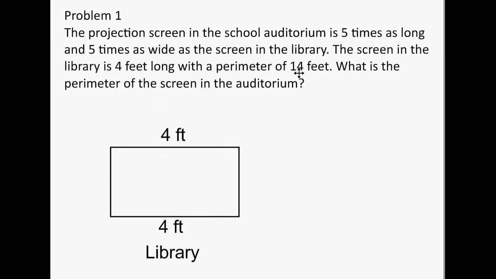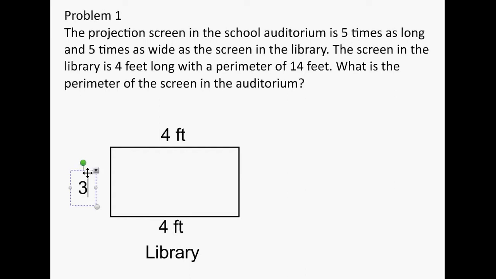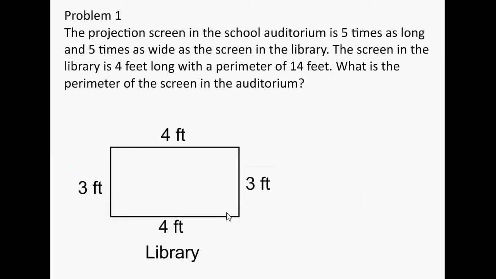And I'm trying to get the 14. I can put a 3 here, and a 3 on the other side. And I think that's 14. 3 plus 4 is 7, plus 3 is 10, and 4 is 14. Good, so we have a perimeter of 14, and then the top side is 4 feet. So let's look at the rest of the problem.